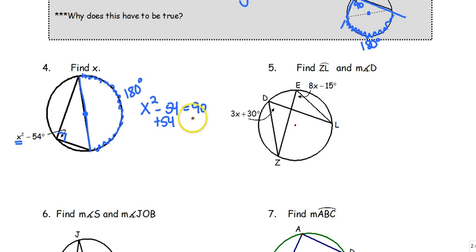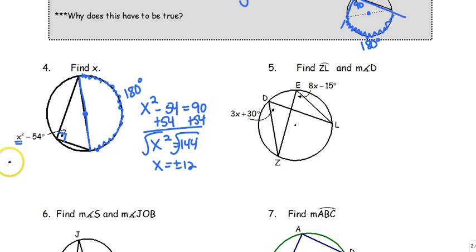We move our 54 over. We get x squared is equal to 144. We take the square root, and we find that x is equal to plus or minus 12. And when I look in here, remember, sometimes our x's can be positive, sometimes our x's can be negative. What matters to see if it's true or not is: is the angle positive, is the angle negative? We know we can't have negative angles.